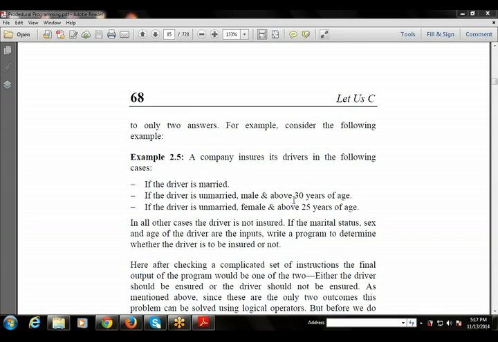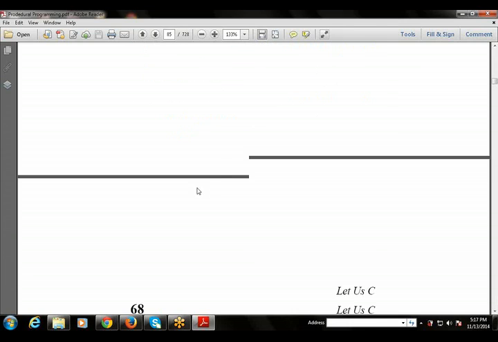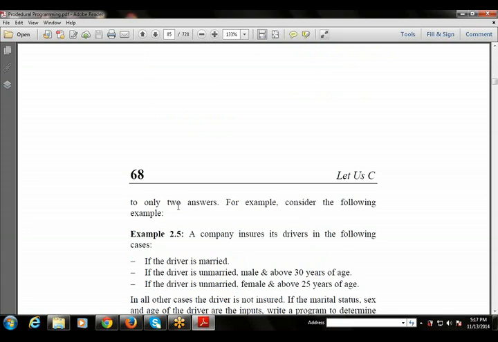We have discussed the if-else and the nested if-else, multiple statements in the if-else, and logical operators. This is an example based on the if-else whenever there are two conditions. This is another place where logical operators are used, whenever there are two answers. For example, consider the following example. This is the example that I will discuss.